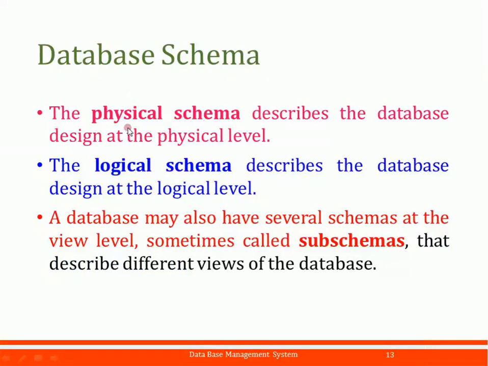For the database schema, you have a physical schema, which describes the database design at the physical level, whereas you have a logical schema that describes the database at the logical level. So you have different levels of abstraction, and for each level you have a schema that describes the design at that particular level. And a database may also have several schemas at the view level. When you have more view levels, then you have more schemas at this view level, which are called sub-schemas, that describe the different views of the database.